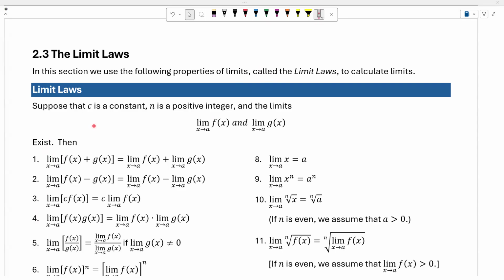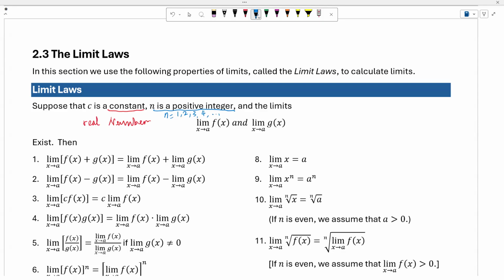So first, suppose that c is a constant. You have to understand that in math, when we talk about a constant, we mean a number. To be exact, it should be a real number. n is a positive integer. So in this case, you could consider that n is equal to 1, 2, 3, 4. Those are positive integers.